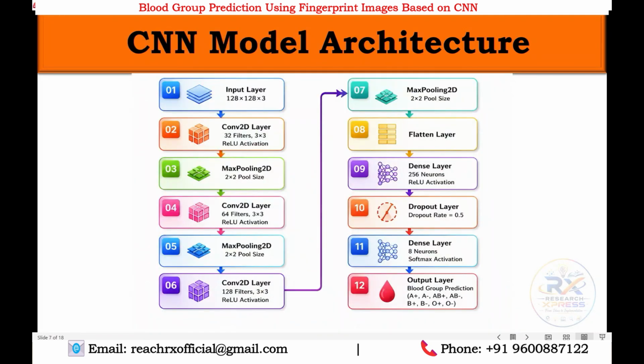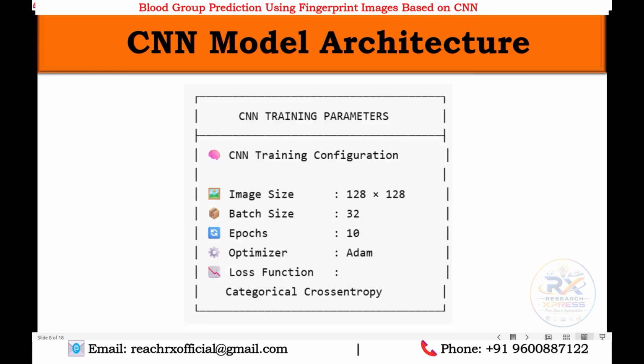Next, this is the CNN model architecture. The first is the input layer, and this is only for the CNN model. We have used a convolutional neural network here. This is the input layer. Next, it processes into the convolutional 2D layer, then max pooling 2D. Next, convolutional 2D with 64 filters, and likewise it will go to the dense layer, then finally the output layer. Likewise, this CNN architecture will work.